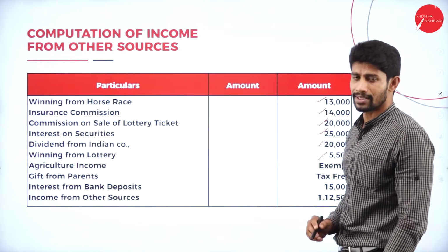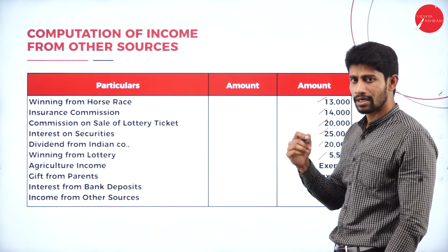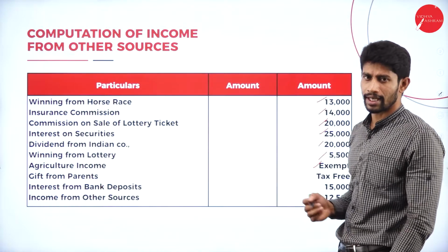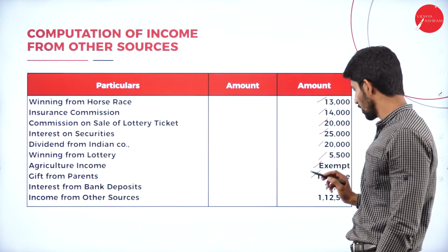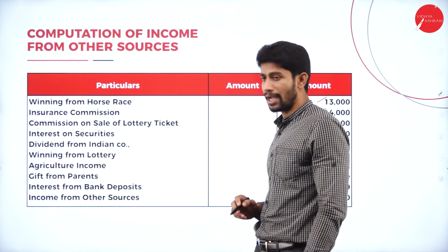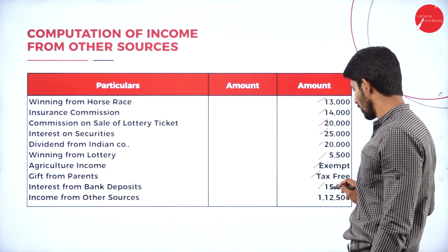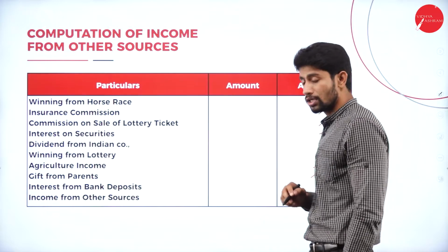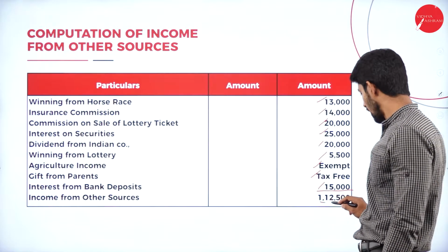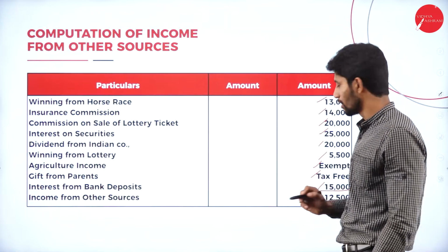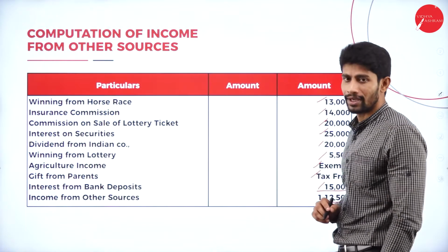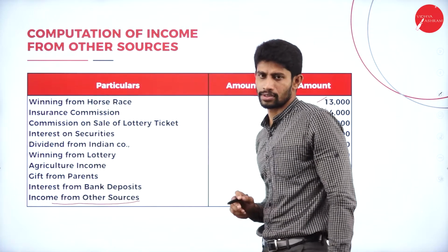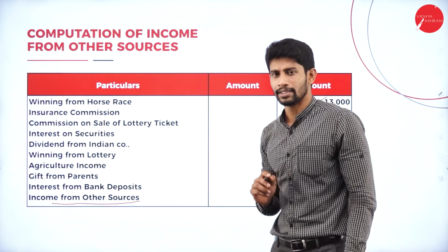Next, agriculture income. As I said, we have to assume it is Indian agricultural income, so it is exempted. Next, gift from parents, need not collect the tax on that, it is tax free, need not write the value. Next, interest from bank deposits, it is taxable, so we write the amount 15,000. If you total all the values, the total you will get is rupees 1,12,500. So that value is called what? Income from other sources.